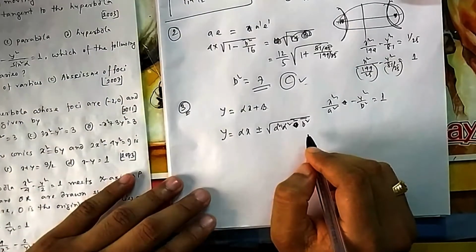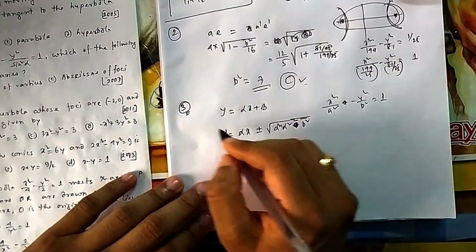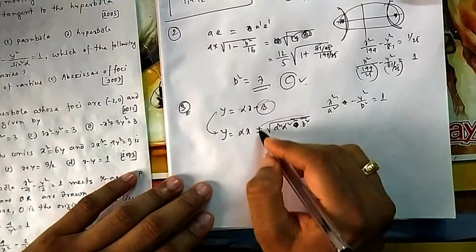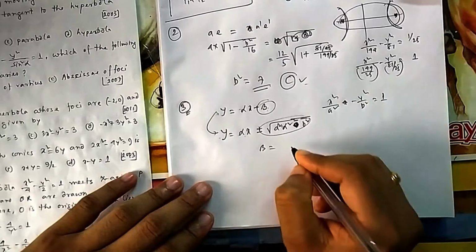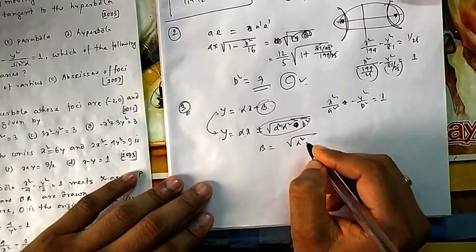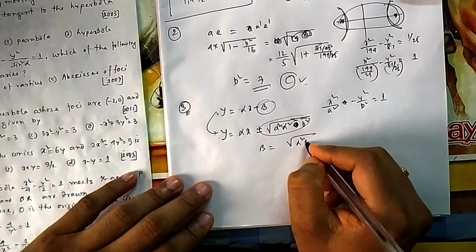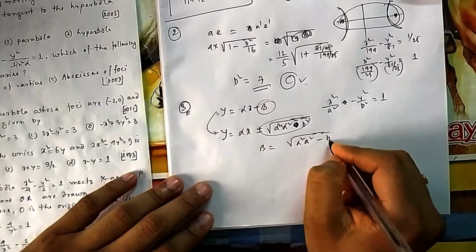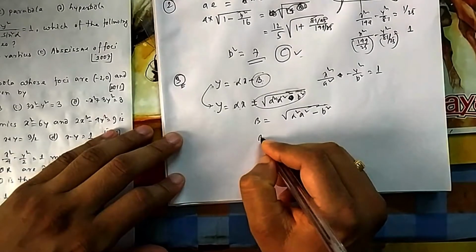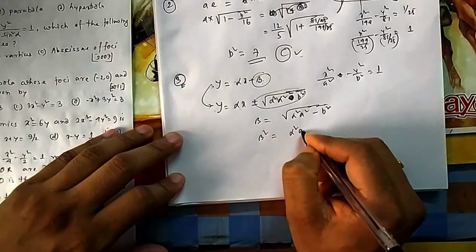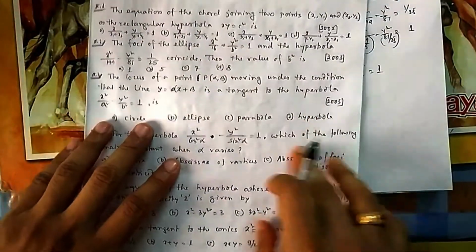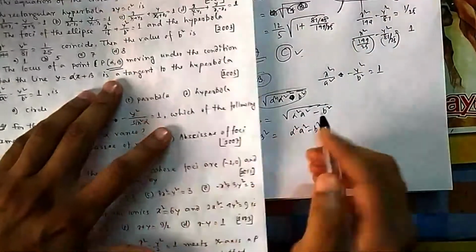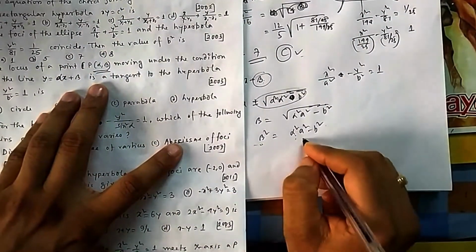Now you can see, because these two should be the same line, this should be equal to this, or alpha by alpha should be equal. So your beta should be equal to plus minus under root alpha square a square minus b square. If you take the square, that is beta square equal to alpha square a square minus b square. Now they are asking the locus of the point P alpha beta, so you have to find the equation between alpha beta. So I got the equation of alpha beta.